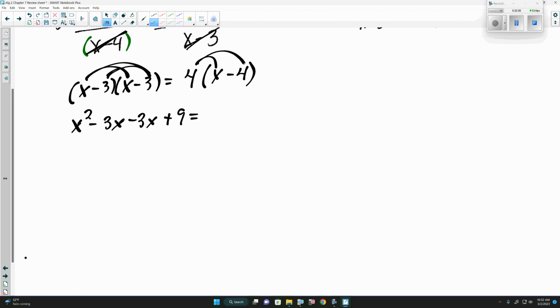We'll do the same thing to the other side. 4 times x is 4x. 4 times negative 4 is negative 16. At this point here, we'll combine like terms. Negative 3x minus 3x is negative 6x.